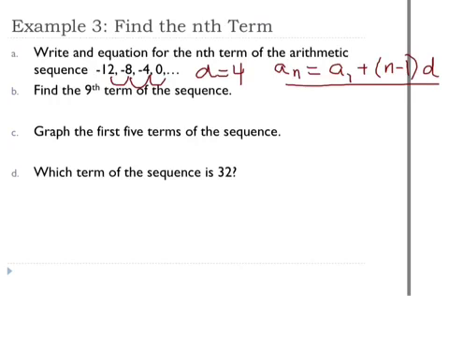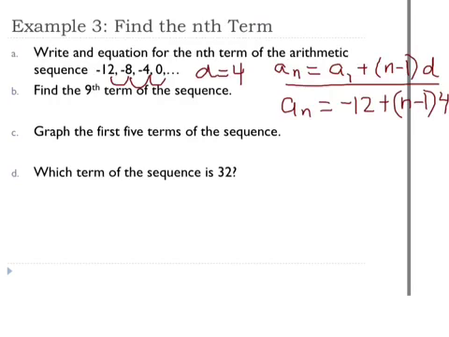So now all we need to do in order to write this equation for the nth term is go about our business and say, okay, well, a sub n is equal to, what's the first term? Negative 12. Plus, what's n minus 1? Well, it just is what it is. It's n minus 1. They didn't give us a value. Times d, which is 4.